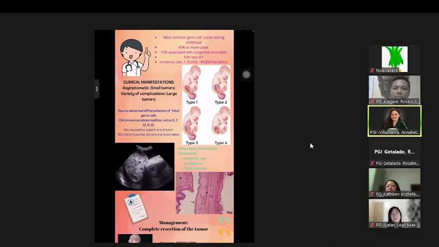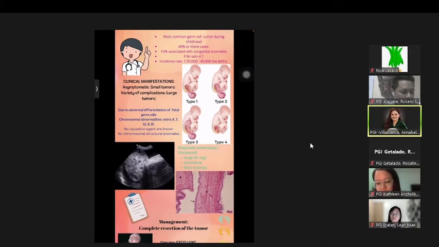So, sacrococcygeal mature teratoma. By definition, teratomas include components derived from all three embryonic layers, including the ectoderm, the endoderm, and the mesoderm, wherein these tissues are foreign to the location in which they are found. It is the most common germ cell tumor during childhood, with 40% or more of cases. 10% is associated with congenital anomalies, with a female-to-male ratio of 4:1 and an incidence rate of about 1 in every 35,000 to 40,000 live births.